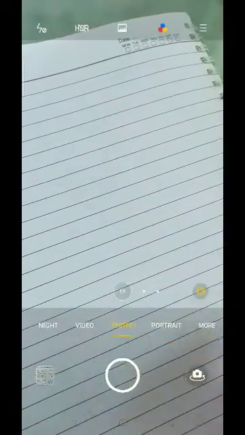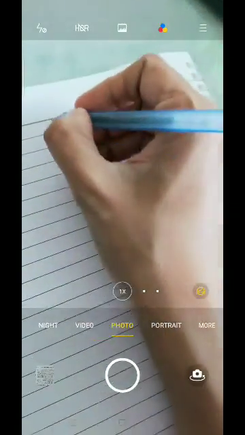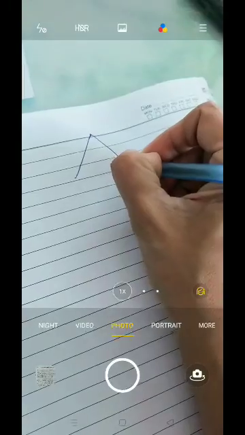Hi kids, so let's continue with chapter number 3. Some important things that you need to remember. So let's see what is the diagram I am drawing. The figure I have drawn is a triangle.